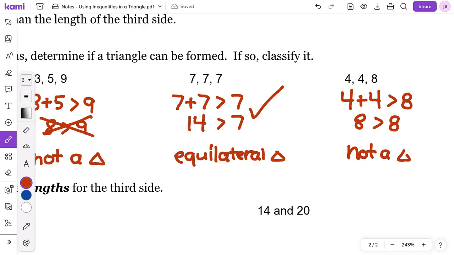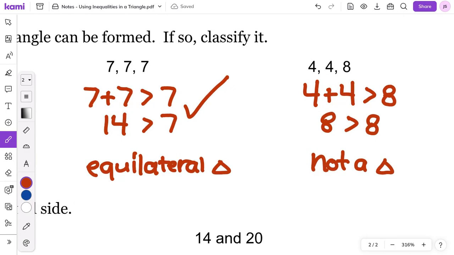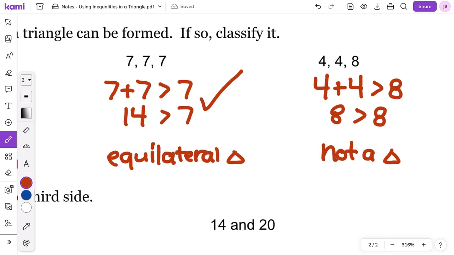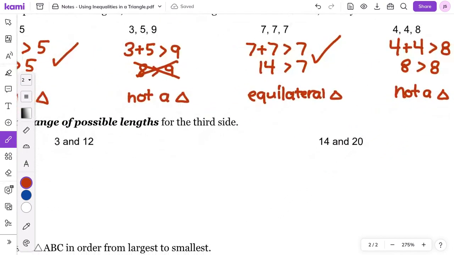Not a triangle, because it's not greater than or equal to. It has to be greater than the third side. If you think about this, the two smaller segments, the 4s, they could connect to make the 8, but they wouldn't be able to stretch out and make area inside the triangle. So this would really just make a straight line. So that one's not going to form a triangle.